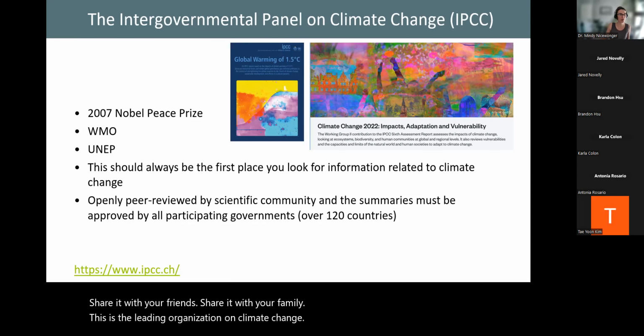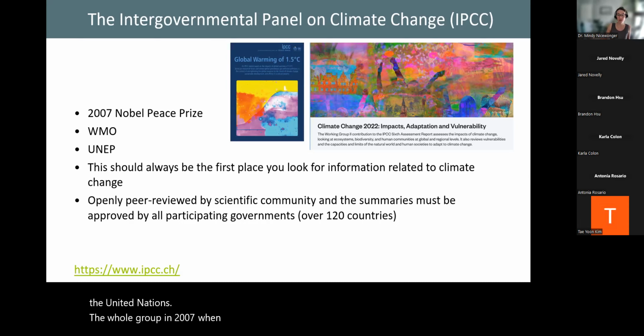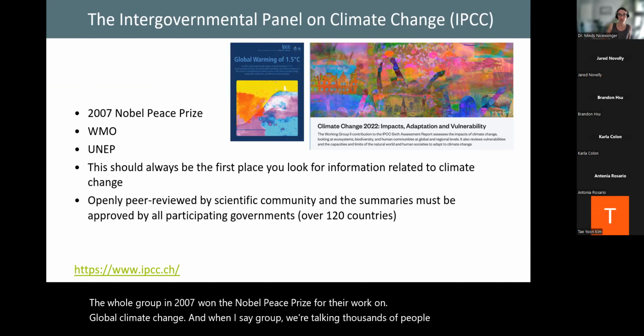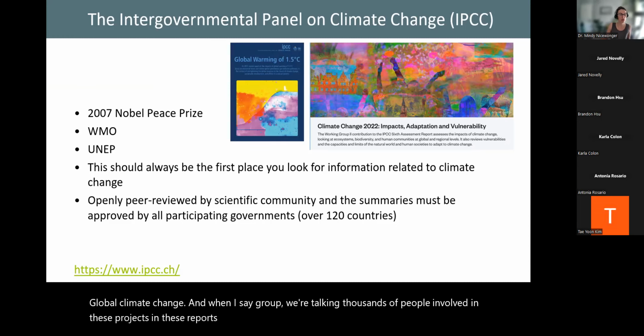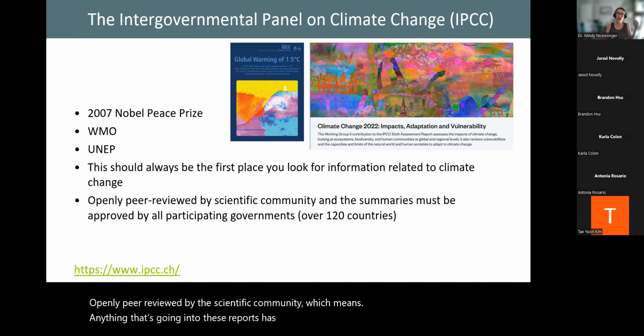It's part of the World Meteorological Organization, part of the United Nations Environmental Program. It's part of the United Nations. The whole group in 2007 won the Nobel Peace Prize for their work on global climate change. And when I say group, we're talking thousands of people involved in these projects, in these reports. Okay? Openly peer-reviewed by the scientific community, which means anything that's going into these reports has to be signed off.